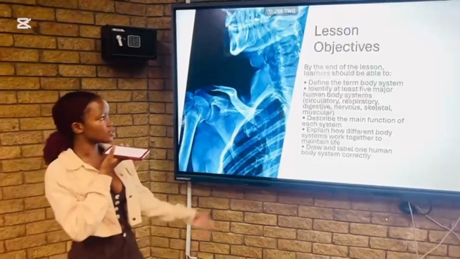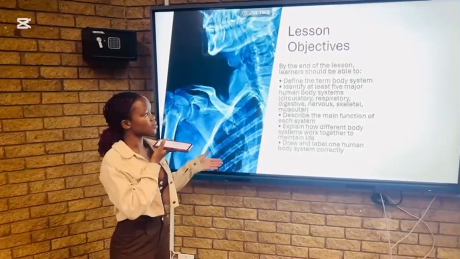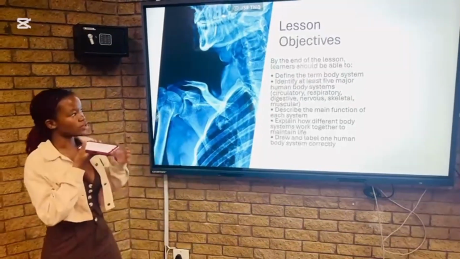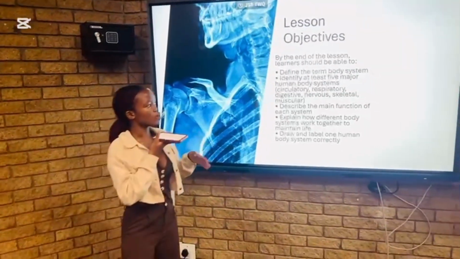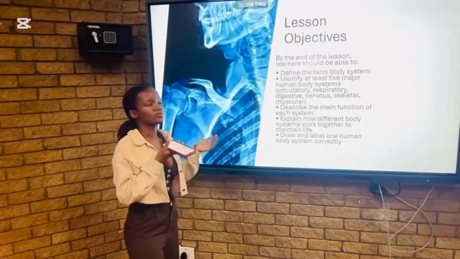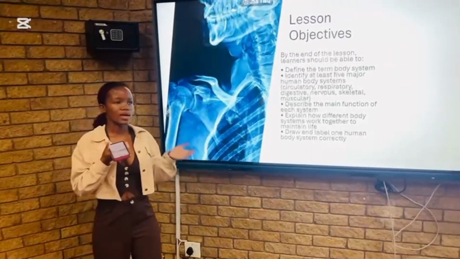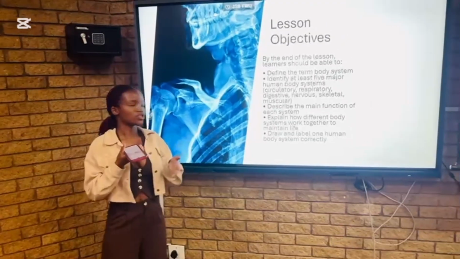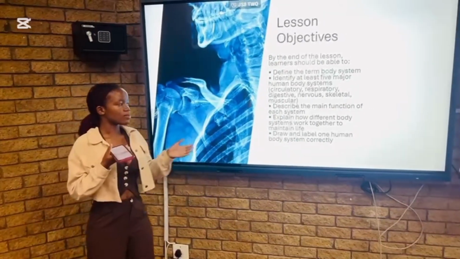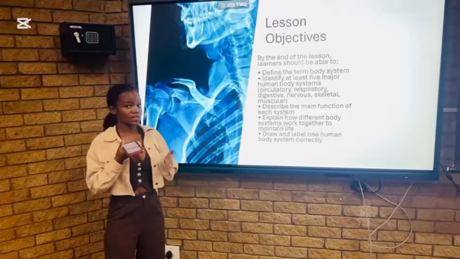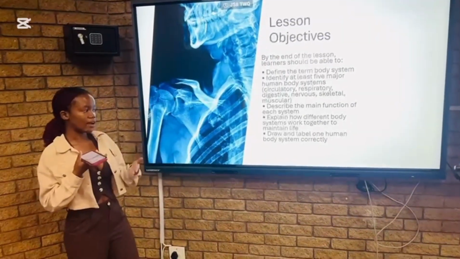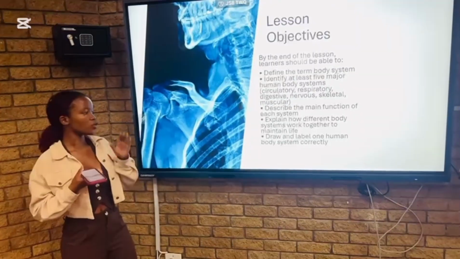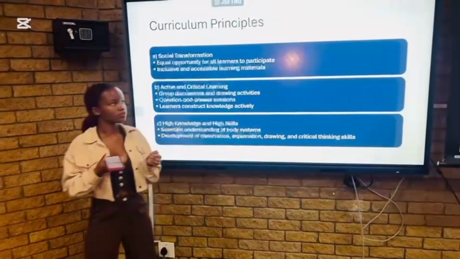And here we have the lesson objectives, which outline what we expect learners to understand by the end of the topic. They must be able to define the term body system and identify at least the major systems in the human body, describe the main function of each system, and explain how different body systems work together to help us maintain life. They must also be able to draw and label one human body system correctly.